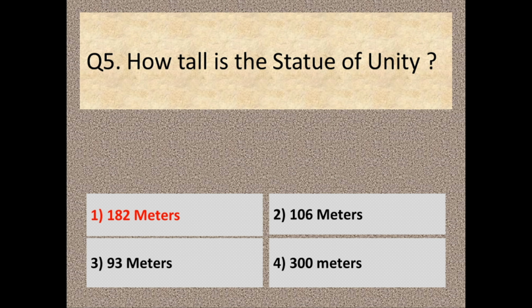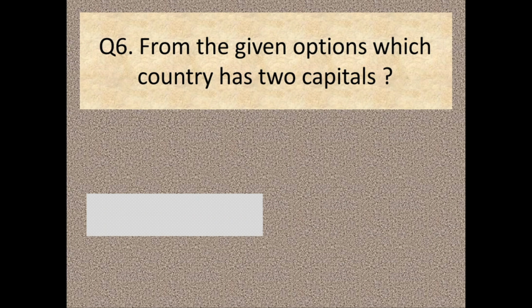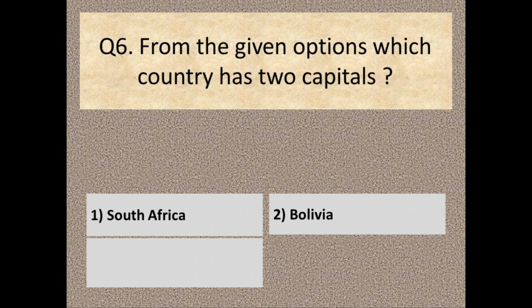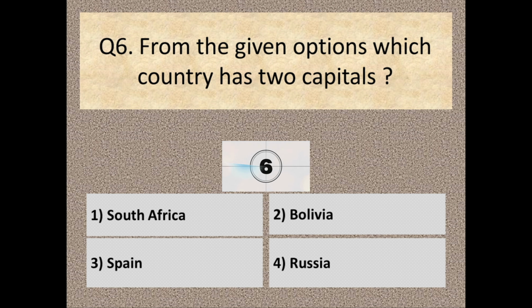Next question. Question 6. From the given options, which country has 2 capitals? Here are your options. Option 1, South Africa. Option 2, Bolivia. Option 3, Spain. Or, option 4, Russia. The correct answer is, option 2, Bolivia.